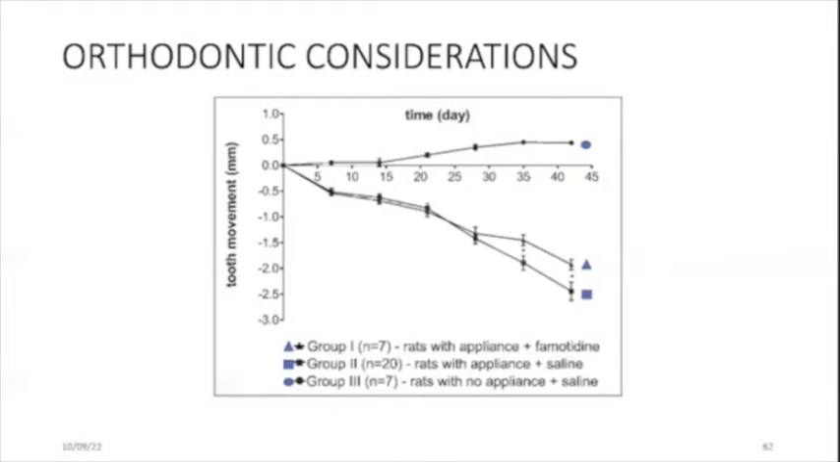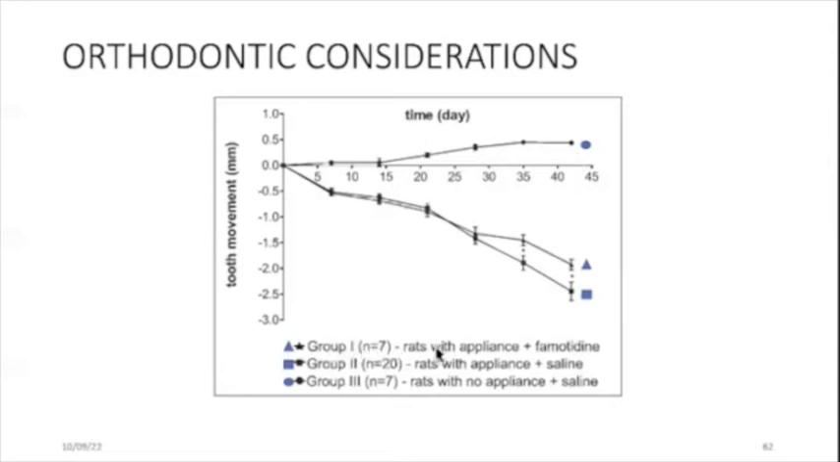Now, in group 1, the rats which had the super elastic nitinol coil spring and which were treated with famotidine, the tooth movement was found to be significantly less on days 35 and 42 when compared to group 2. As you can see in this graph, group 1 is represented by this line. For easy reference, this group 1 line is represented by the triangle.